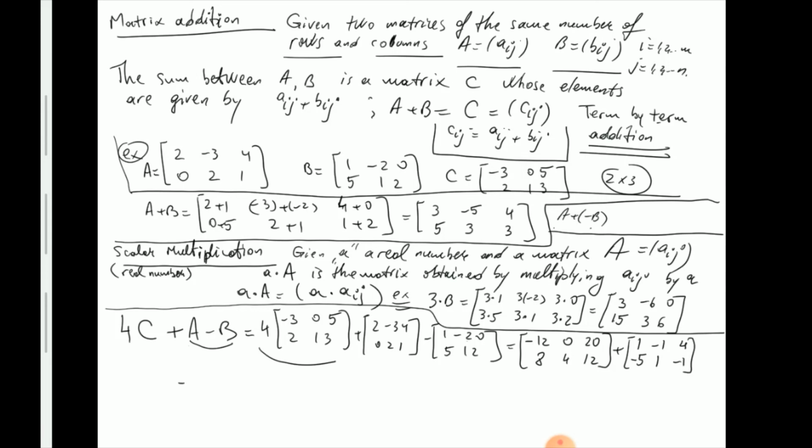And then we finish with matrix addition. -12 plus 1 is -11. 0 minus 1 is -1. 20 plus 4, that's 24. 8 minus 5 is 3. 4 plus 1, and 12 minus 1.